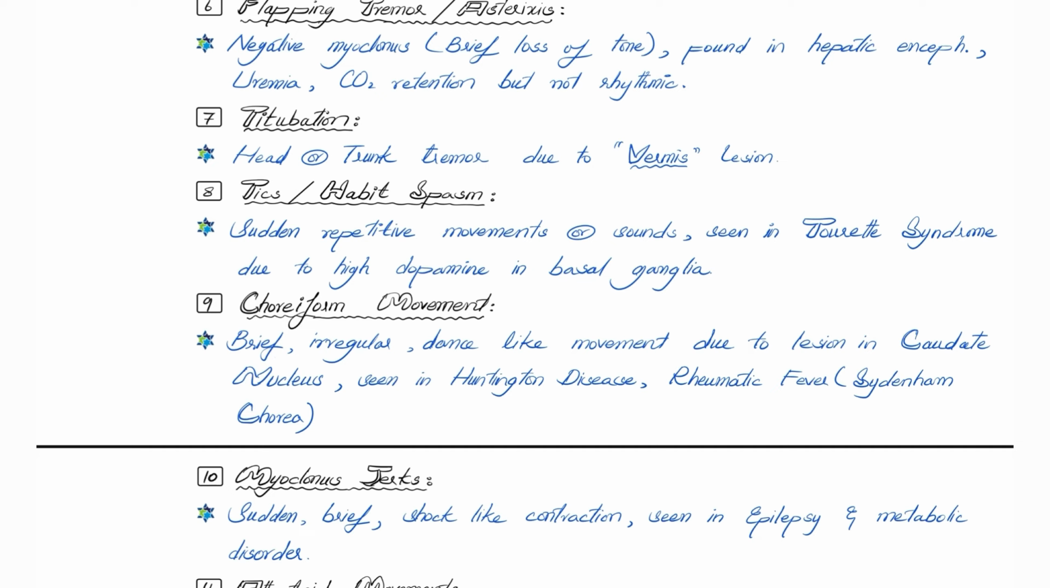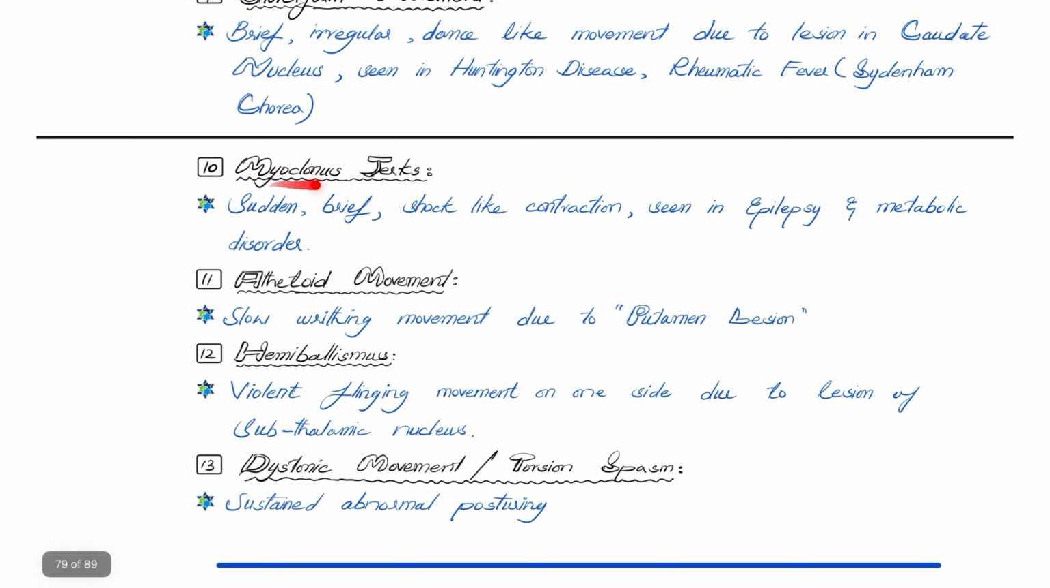It is brief, irregular, dance-like movement due to lesion in the caudate nucleus, and it is seen in Huntington disease and rheumatic fever, which is also called Sydenham chorea. Myoclonus jerks are sudden, brief, shock-like contractions, and they are seen in epilepsy and metabolic disorders.